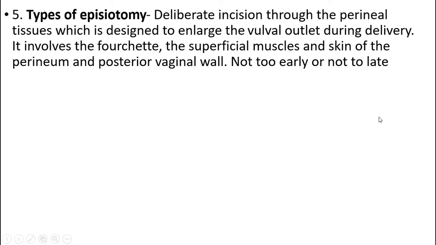Types of episiotomy. Episiotomy is a deliberate incision to the perineal tissues which is designed to enlarge the vulval outlet during delivery. It involves the fourchette, the superficial muscles, and the skin of the perineum and posterior vaginal wall. It should not be done too late or too early.